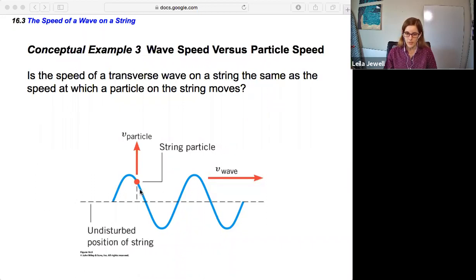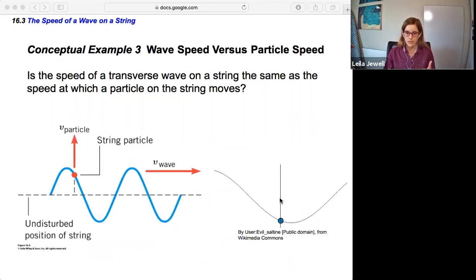Right, so as we're thinking about this, note the particle on a transverse wave is moving up and down versus the wave itself is moving to the right. These are two very different motions, right? We could see them again with this animation of the particle is going up and down while the wave itself is moving rightward.